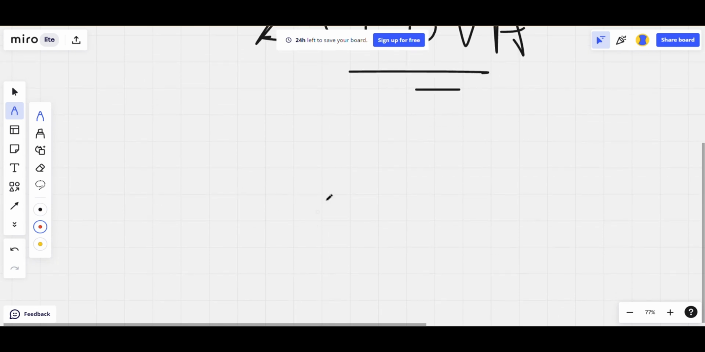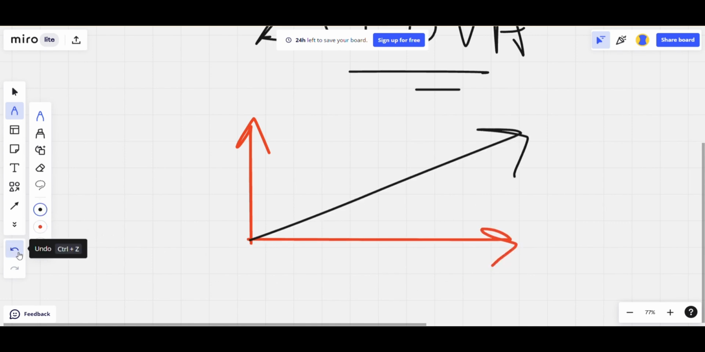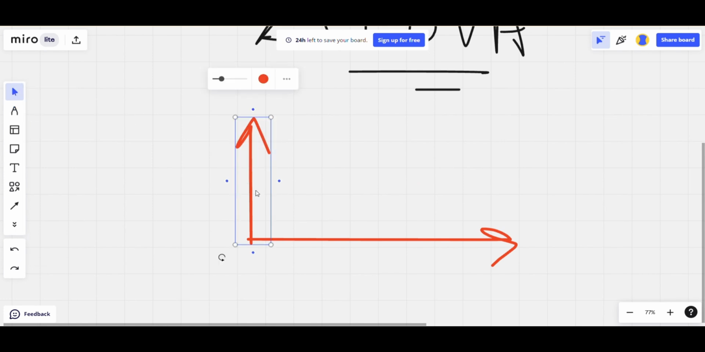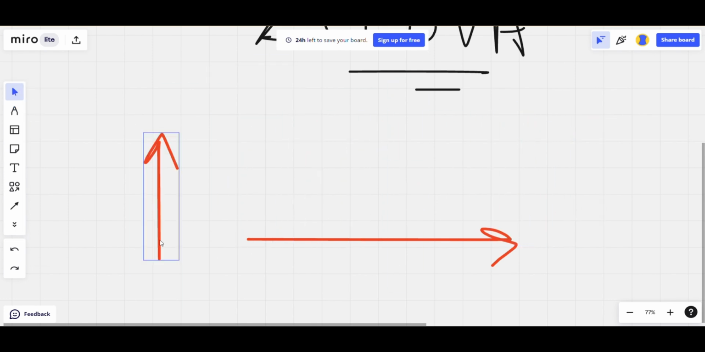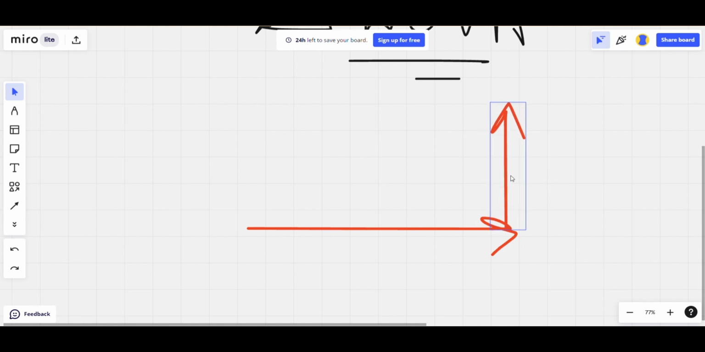Let's say we have two vectors like this, one vector in this direction and the other in this direction. How do we add these two vectors? We know that the resultant would obviously be in this direction. So how do we add them? What we do is, these are free vectors. Free vectors can be placed anywhere. So we place it here and then draw.